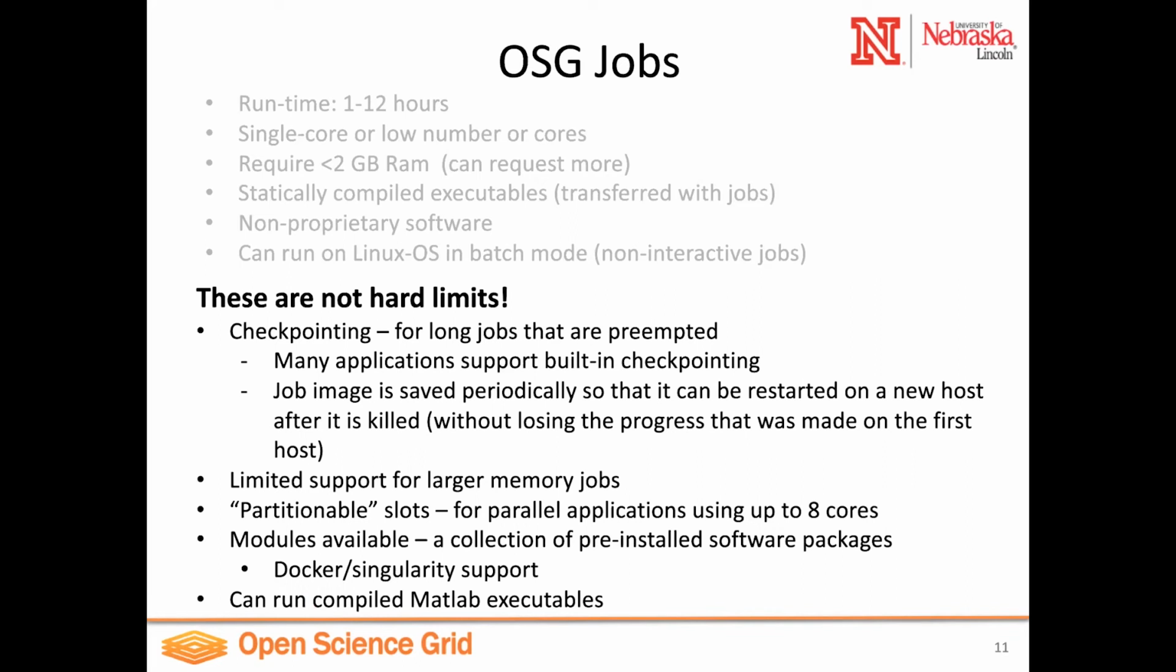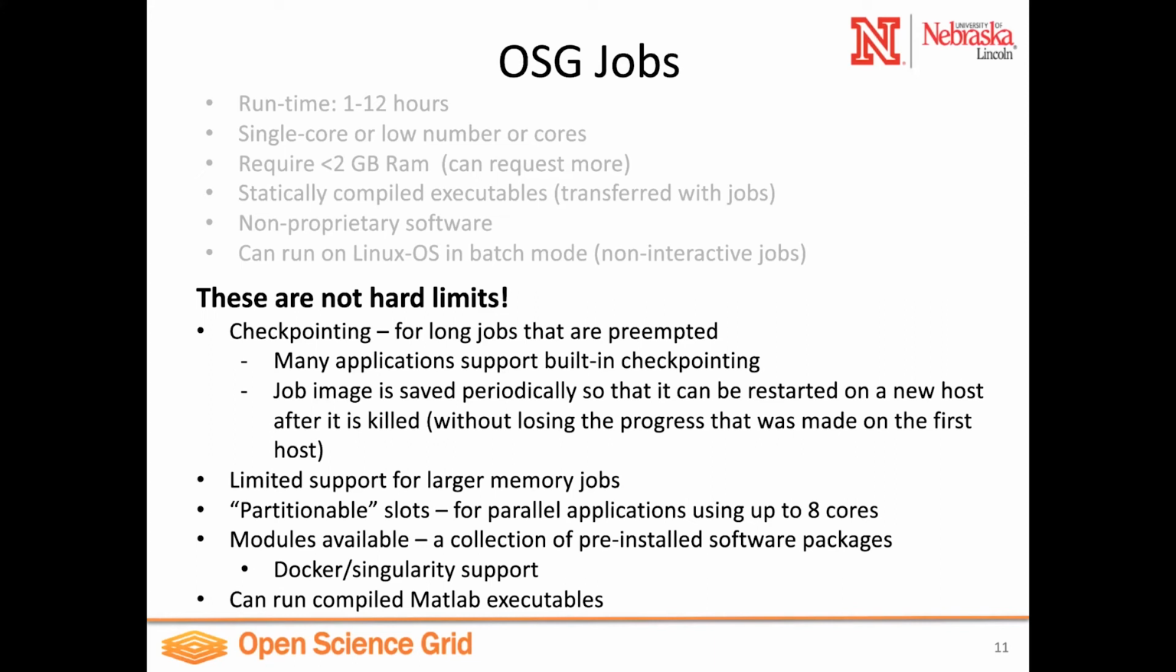These are not completely hard limits, so there are some exceptions to this. If you have long jobs, you can sometimes implement checkpointing. This sometimes works and sometimes doesn't. There's some built-in checkpointing that you can use on OSG for some applications, or you can write your own checkpointing into your workflow. This just means that your job image is periodically saved so that if it gets killed because it runs too long, it can be restarted where it left off instead of starting from scratch.